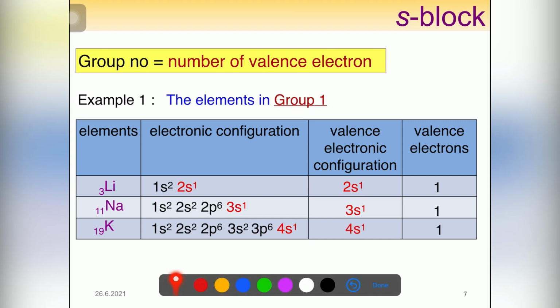For the s block, you can see why group 1 is located in the s block: because the valence electron occupies orbital s. Okay, next.